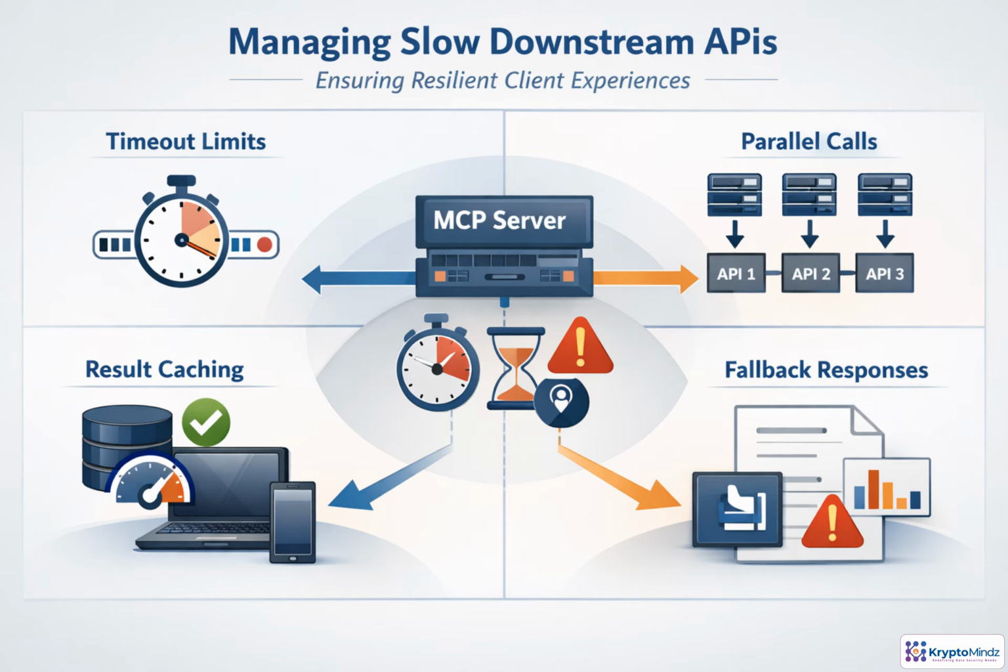MCP tools often sit between the client and systems they do not control, so assume some dependency will be slow. Give every downstream call a clear timeout budget, and fail deliberately instead of letting the whole request hang. When calls are independent, run them in parallel, but cap concurrency so you do not create a new outage. Cache stable data when permissions and freshness allow. And when a dependency is unavailable, consider returning a partial answer with the limitation clearly stated. The goal is predictable, honest behavior under pressure.